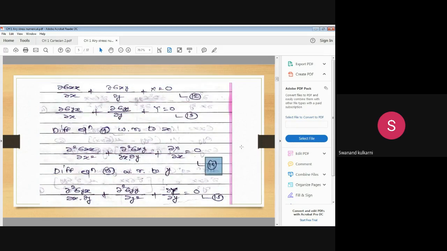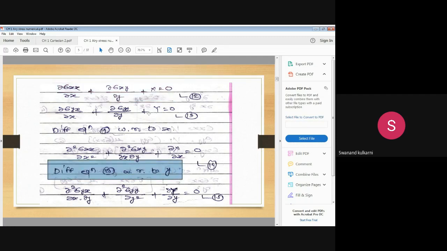So what does this give us? That is the differentiation of equation number 12, and that differentiation is with respect to x. This particular equation is differentiated with respect to x, and we got ∂²σxx/∂x² plus ∂²σxy/∂x∂y plus ∂X/∂x is equal to 0. So that is equation number 14.